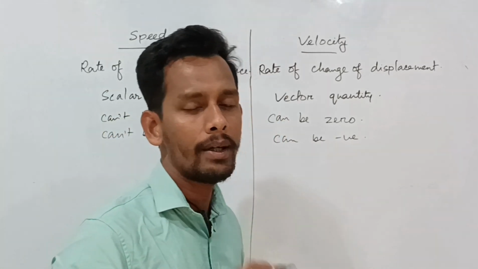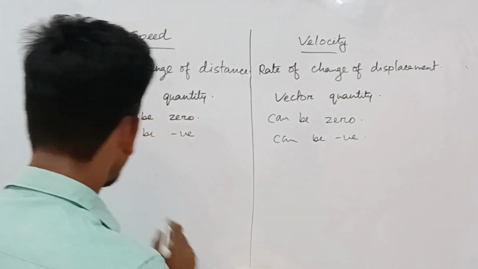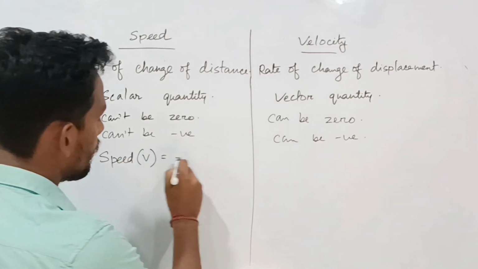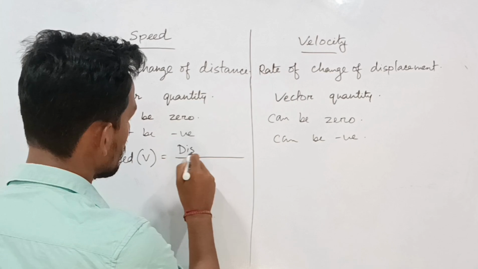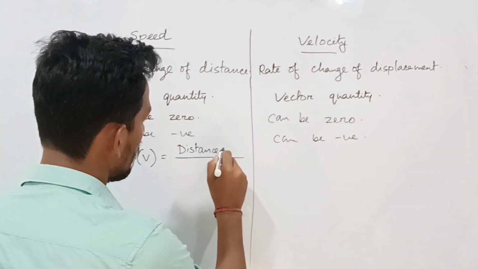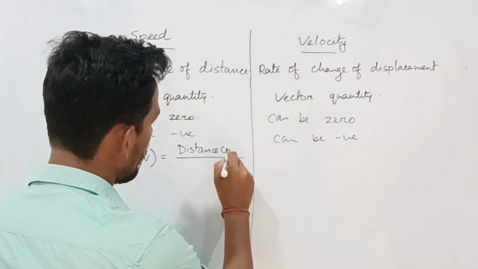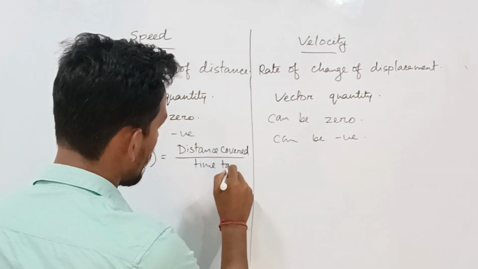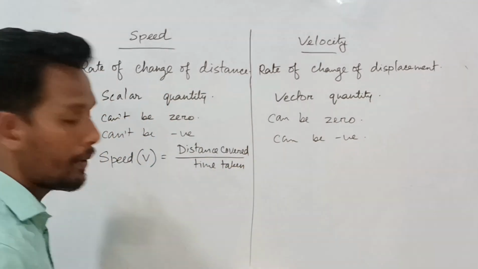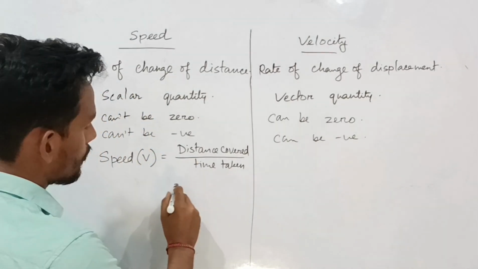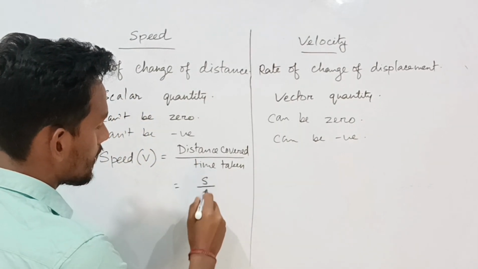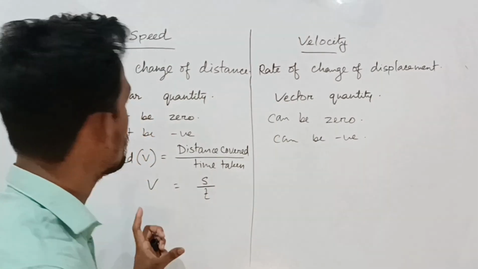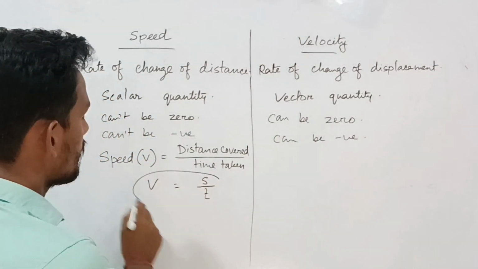Now what is the mathematical representation of speed? Speed is denoted by v. The formula is distance covered by time taken. This is the definition of speed. So distance covered we term as s, time taken is t. So v equals s by t is the mathematical representation of speed.